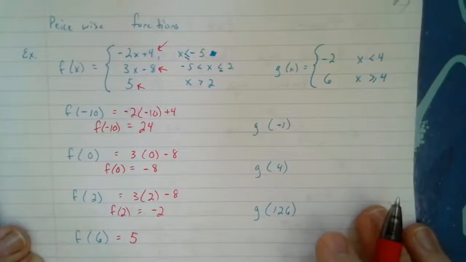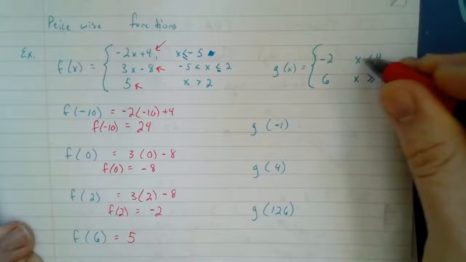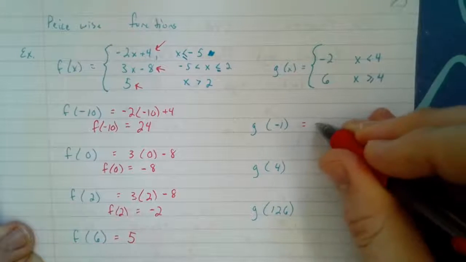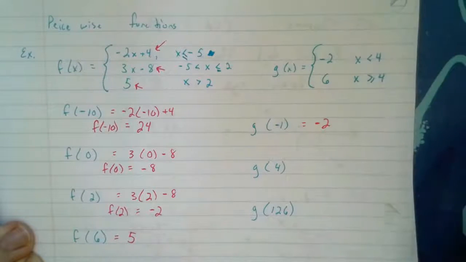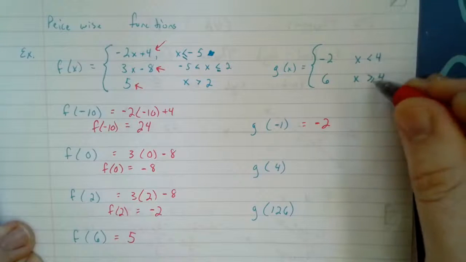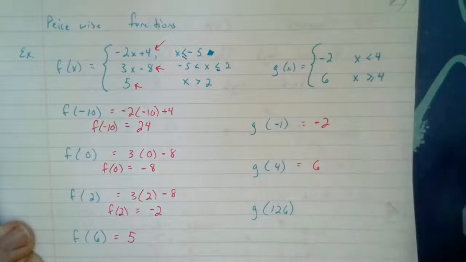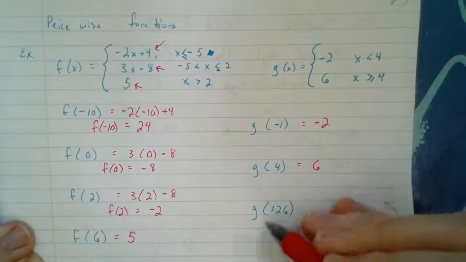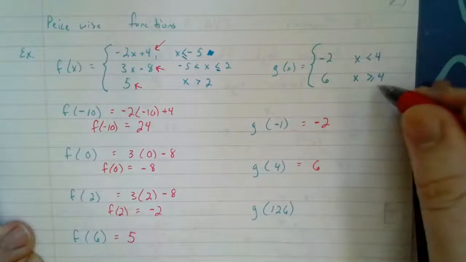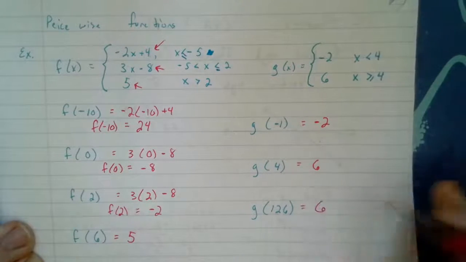Okay. Now we do something similar over here, right? g of negative 1. Negative 1 is less than 4. So this equals negative 2. 4. Well, 4 is not less than 4, but 4 is greater than or equal to 4. So g of 4 equals 6. And then g of 126. Well, 126 is clearly greater than or equal to 4. So that's also going to be 6.